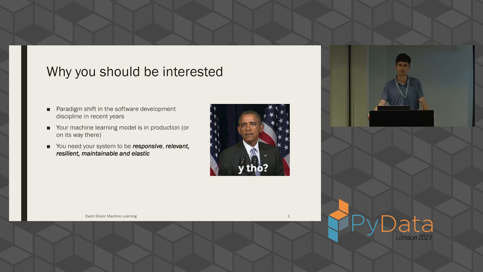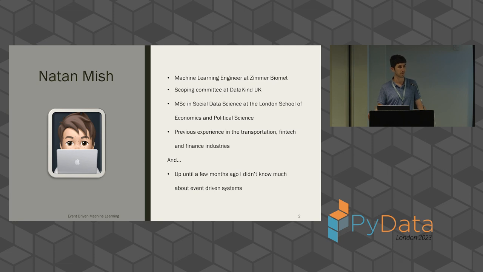So a little bit about myself. I'm a machine learning engineer at Zimmer Biomet. It's a medical devices company working in the orthopedic field. I am also a member of the scoping committee at DataKind UK. There was a brilliant talk this morning by Adam about the Brilliant Club, which for whoever attended, I think was very, very interesting. In my background, I have a social data science master's from the London School of Economics and Political Science, and previous experience doing data science and machine learning in transportation, fintech, and the finance industries.